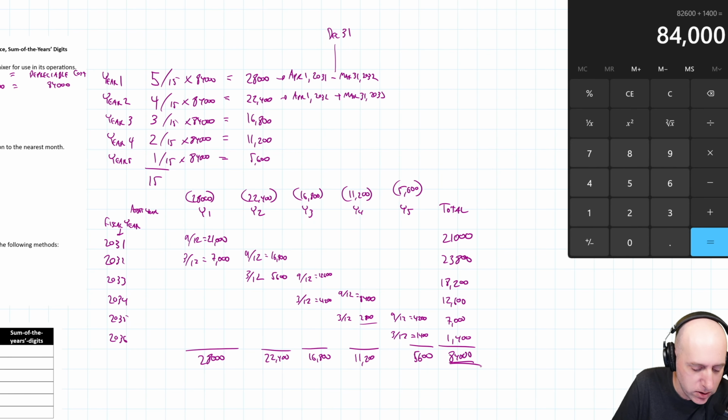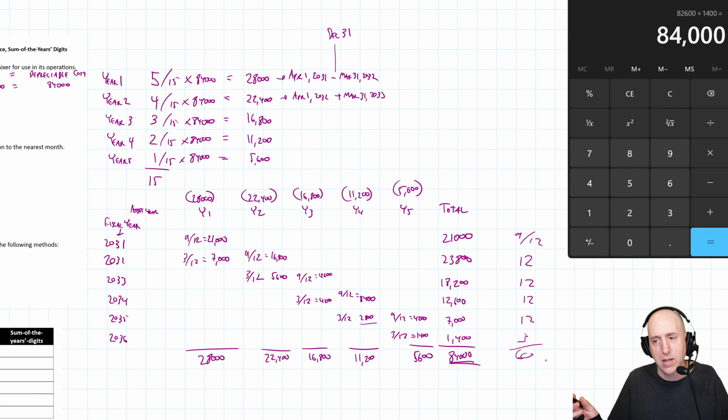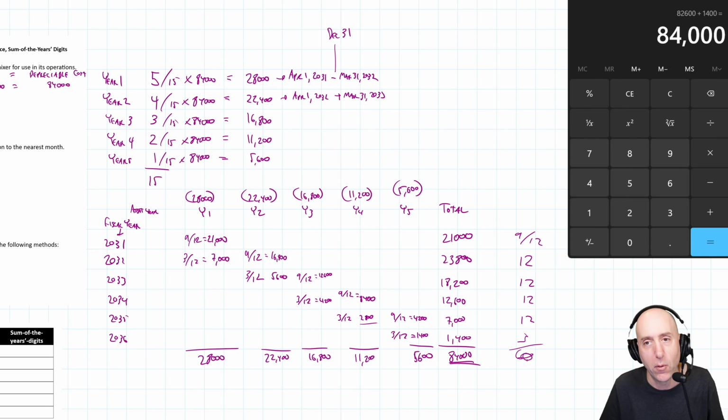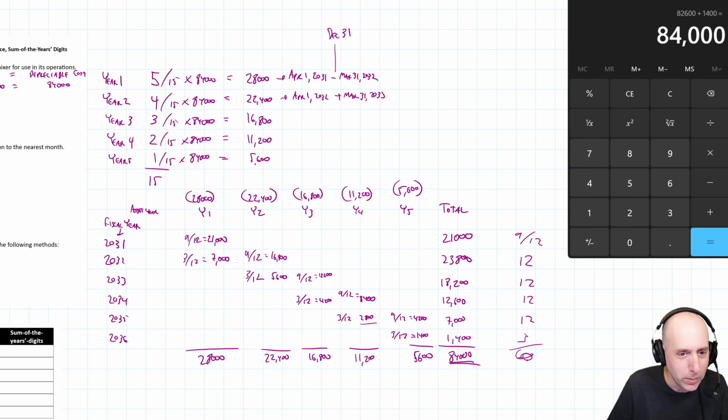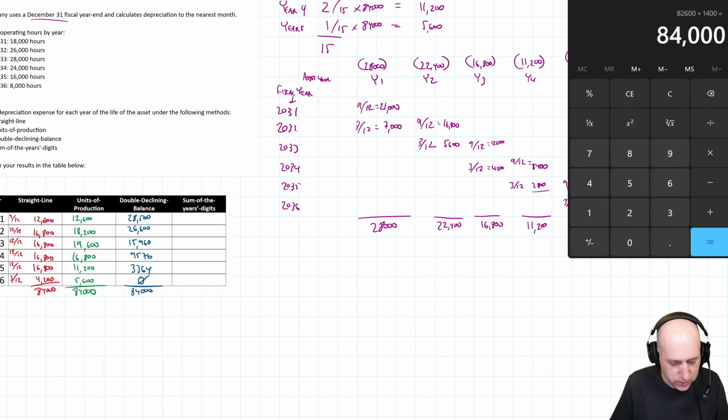One other thing to have a look at. In 2031, we say 9 months' worth of depreciation for the year, right? 9/12. All these other ones, it's 3 plus 9, 3 plus 9, 3 plus 9, 3 plus 9. It's 12 months, 12 months, 12 months, 12 months. And in the final year, it's 3 months. And sure enough, that does add up to 60 months, which is exactly where we need to be. Okay, so let's fill this into the table.